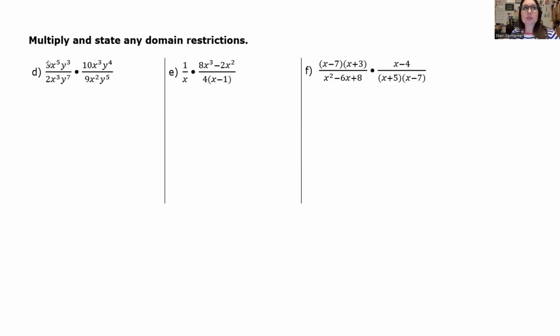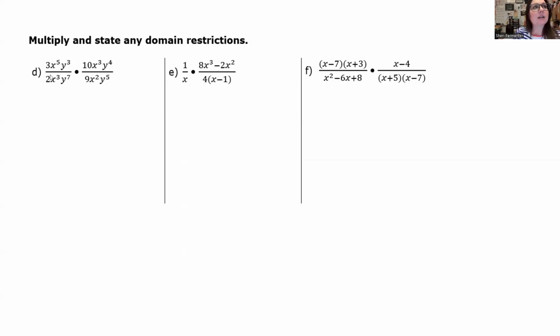So 3 and 2, that doesn't reduce. And neither does 10 and 9. Those don't reduce. But I can start looking at 3 and 9. Yes, those can reduce. And 10 and 2, those can reduce. Sometimes you might need to reduce twice, and that's fine.